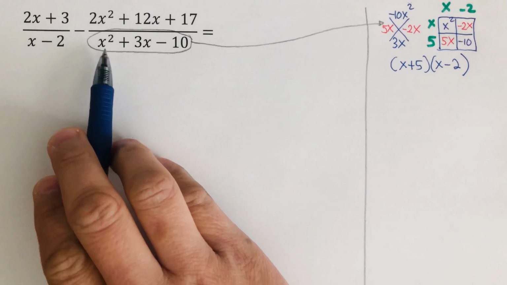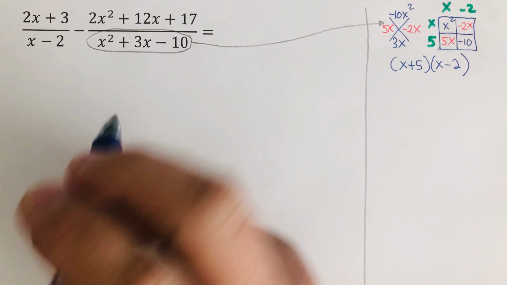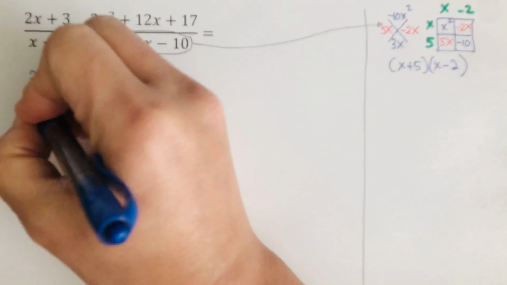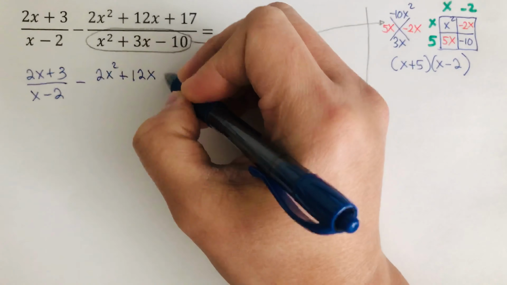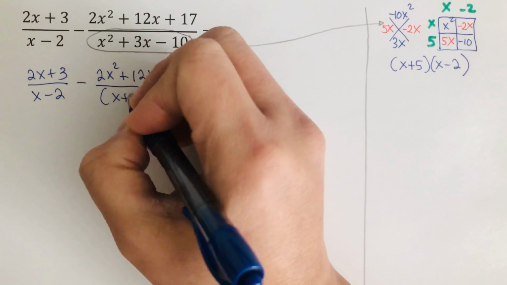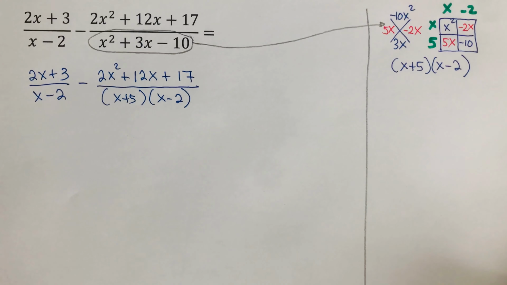Okay, so the factor for this would be x plus 5, x minus 2. So I will rewrite this. Okay, since their denominators are not the same, we have to make sure that their denominators are the same.